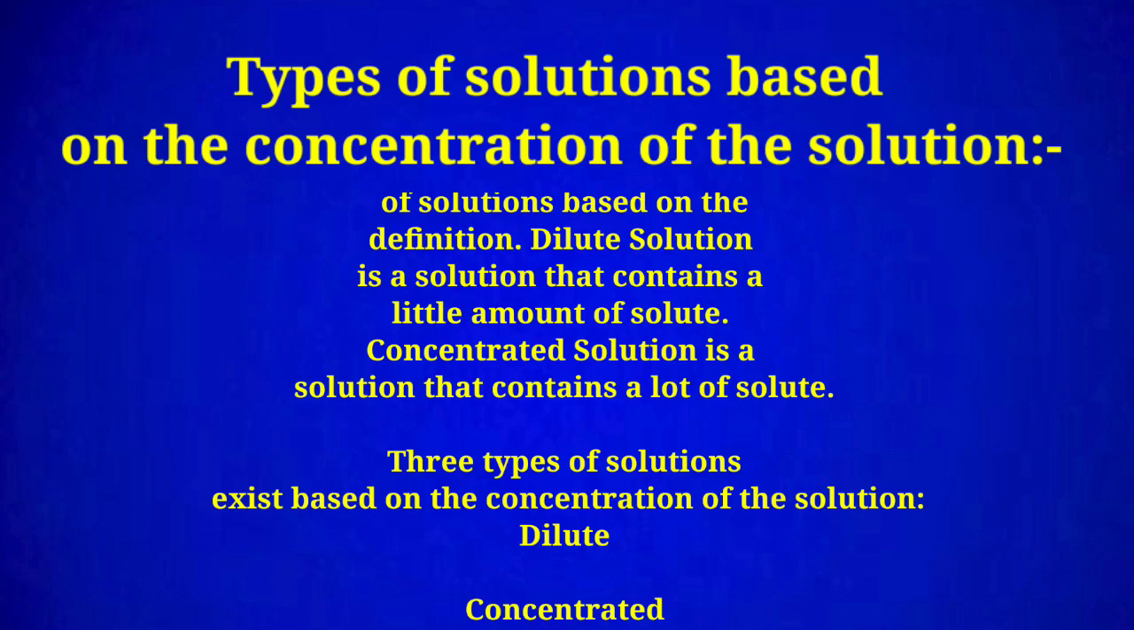Types of solution based on the concentration of the solution. A dilute solution is a solution that contains a little amount of solute. A concentrated solution is a solution that contains a lot of solute. Three types of solutions exist based on the concentration of the solution: dilute, concentrated.